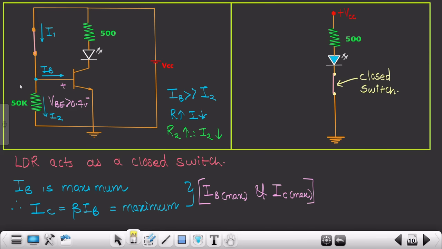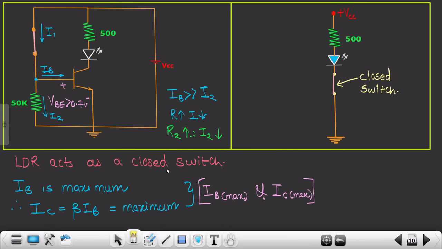Because we had connected a high value of resistor over here, which ensures that a very minimum amount of current flows through this particular resistor. That means I2 is very much less than IB. So for that very reason, we had connected a high value of resistor. And why do we want I2 to be very much less than IB? So that our BJT is operated in the saturation mode.